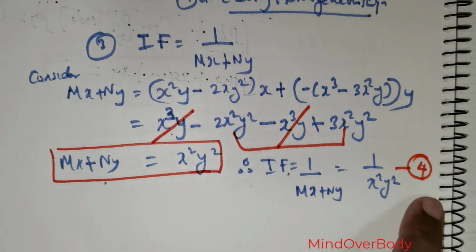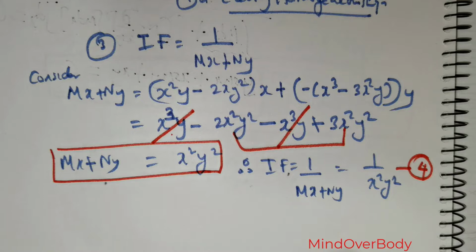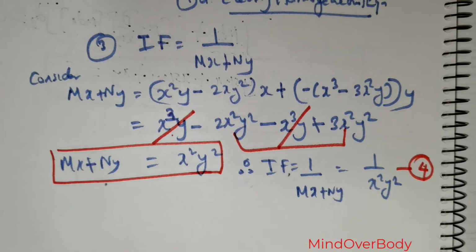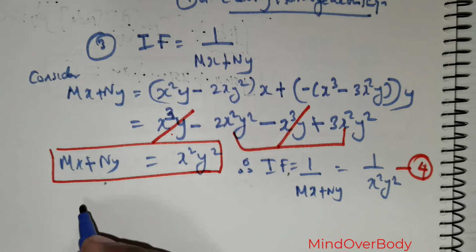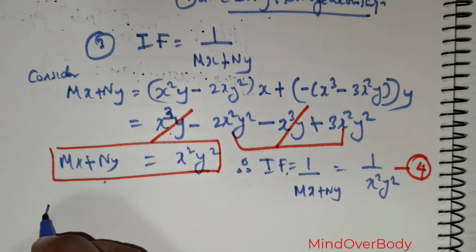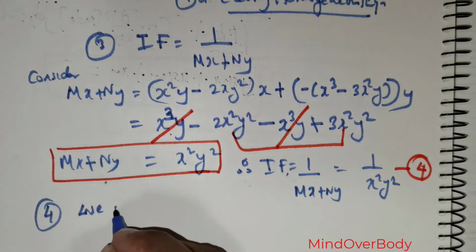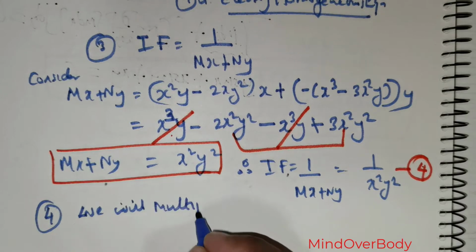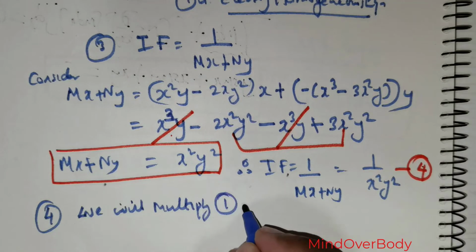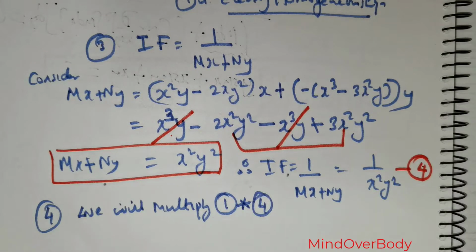We have to take this and multiply the original given equation by this 4. That is exactly what we have to do, so that is what we are going to perform now. Okay, so this is step 4. In step 4, we will multiply equation 1 with equation 4.